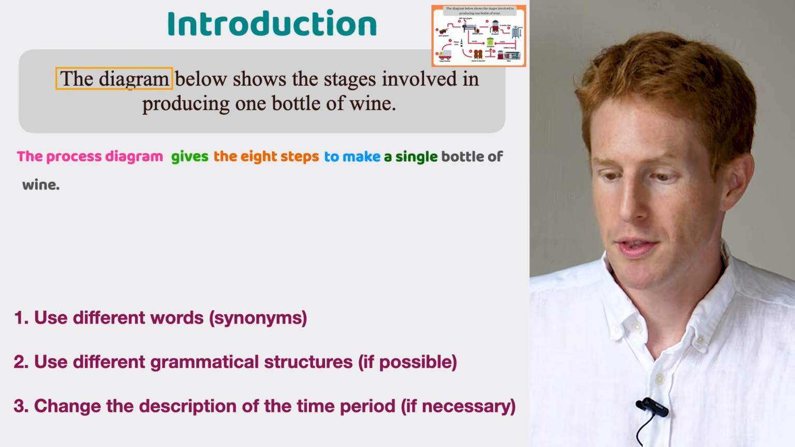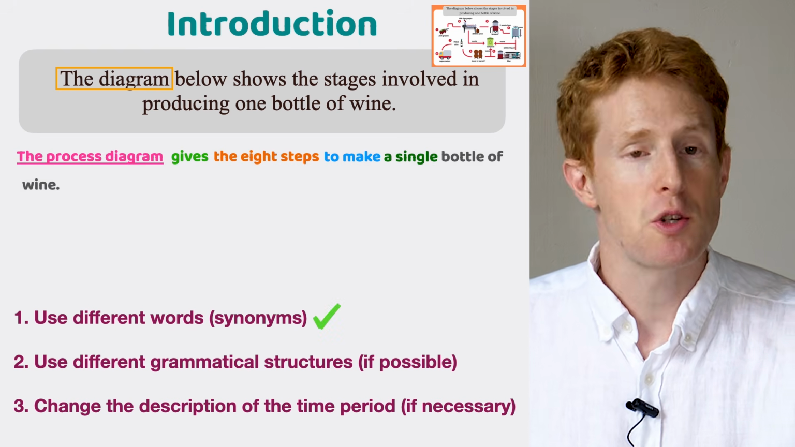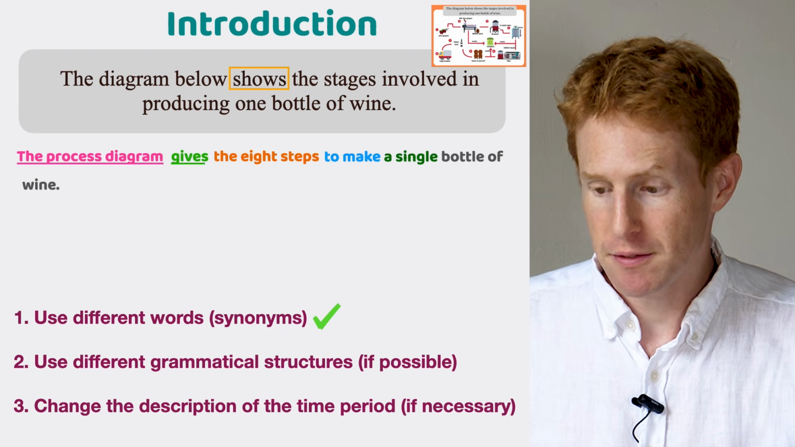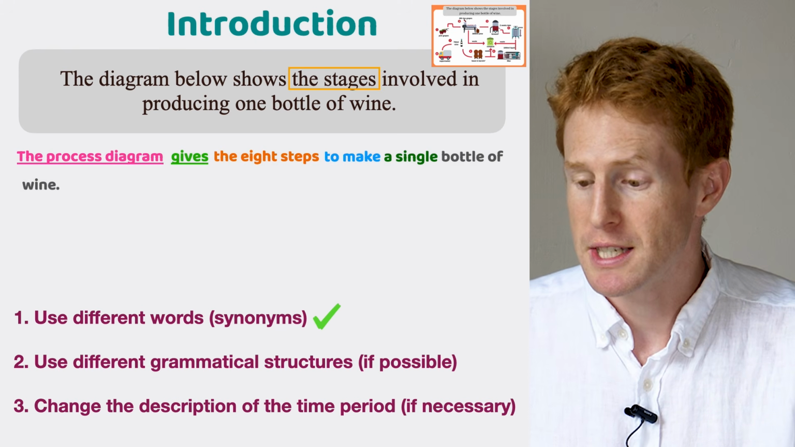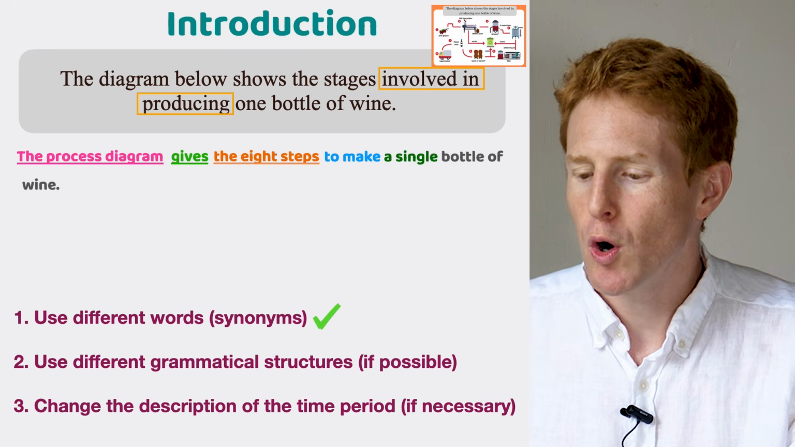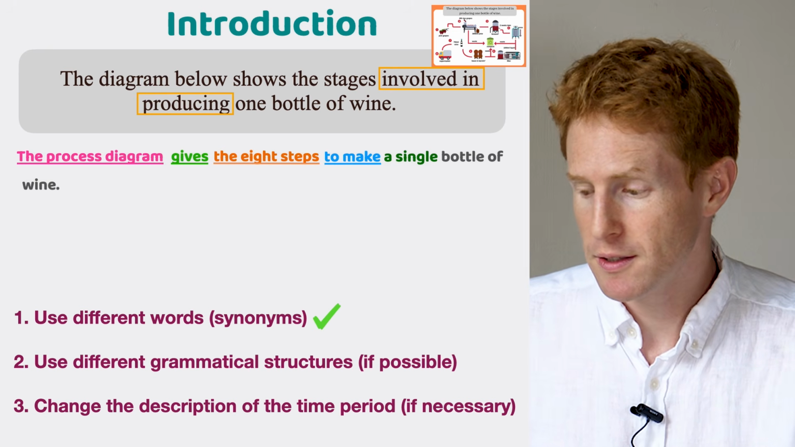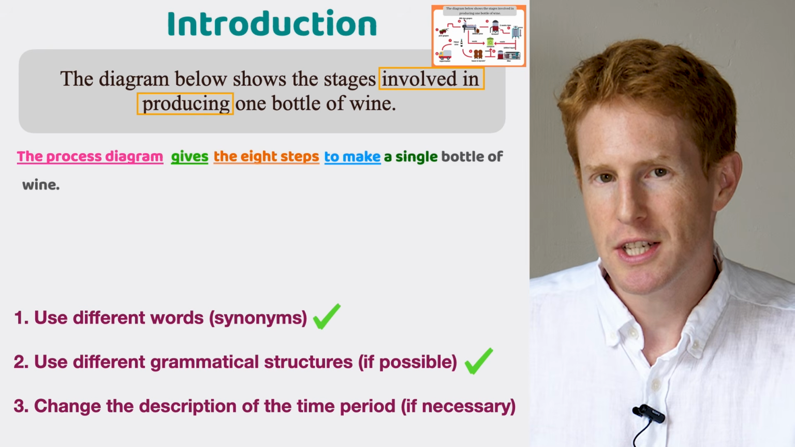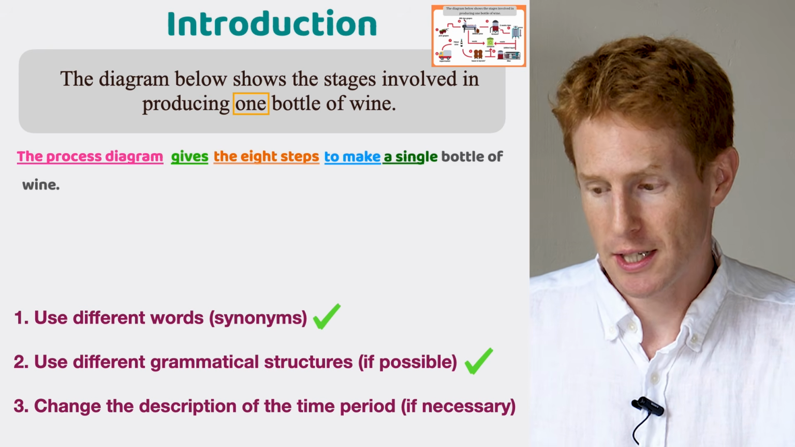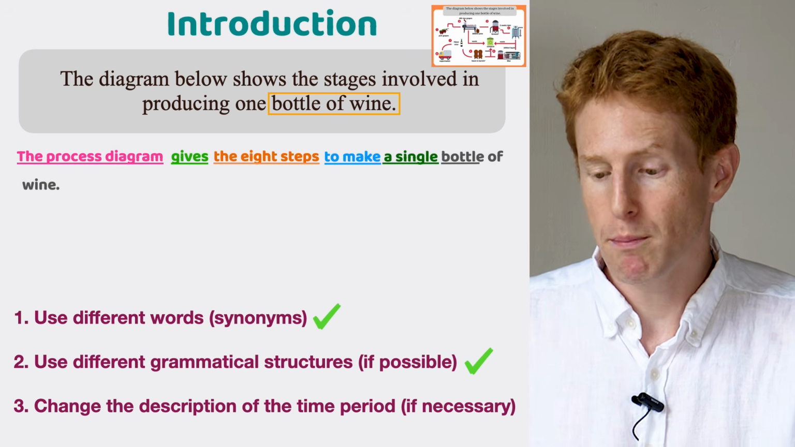So we start with the diagram and we change that to the process diagram. So yes, we're using synonyms. The rubric has the word shows. We've changed that to gives. The rubric has the stages, we've got the 8 steps, and then we've got involved in producing, and we've just changed that to make. So yes, we're also changing the grammar here. And then we've got one, which we changed to a single, and then we've got bottle of wine. And in this case, I've just got bottle of wine.